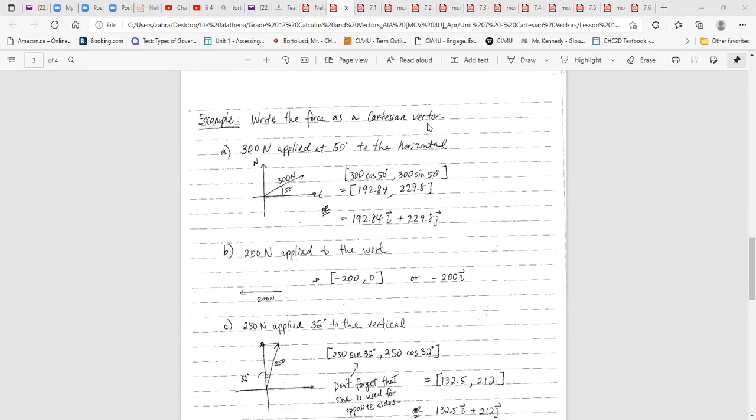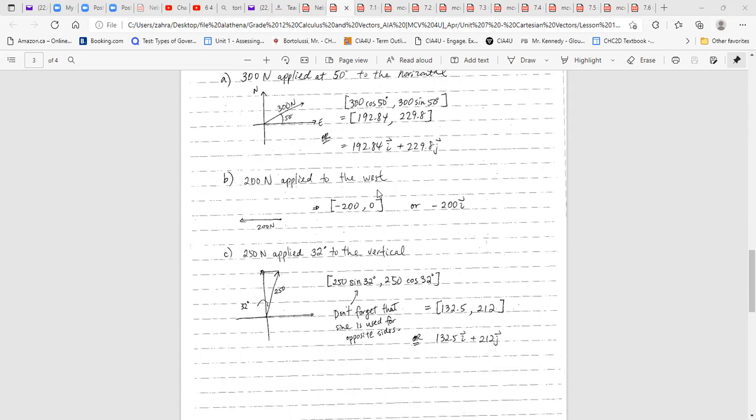Write the force as a Cartesian vector: 300 applied at 50 to the horizontal. So here's the 50 to the horizontal. You need to find the x and y component. X component is going to be 300 cosine theta because this is your adjacent, which is cosine. And y component is 300 sine theta. Sine is opposite, as we did before. In terms of i and j, putting in a calculator, the x component is 192.8 and the y component is 229.8. So in terms of i and j, this is going to be this i plus that j.